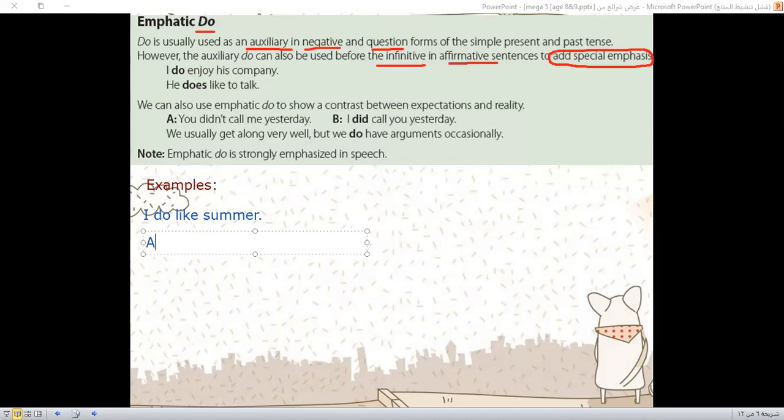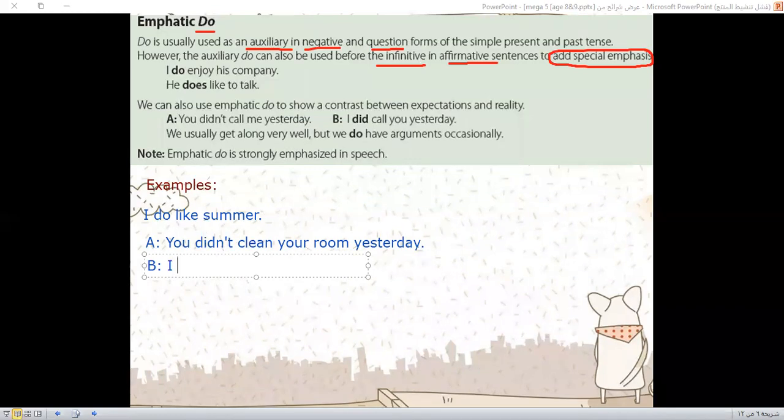Maybe your mother will say, you didn't clean your room yesterday. So what your answer could be here, if you cleaned your room? I did clean it. Thank you so much, Lama. I did clean it, or I did clean my room. Very good. Another example.